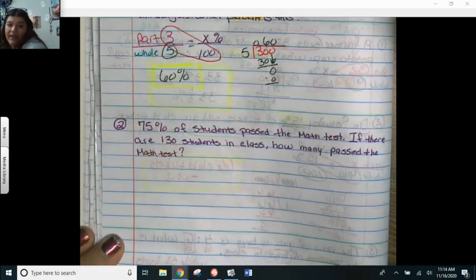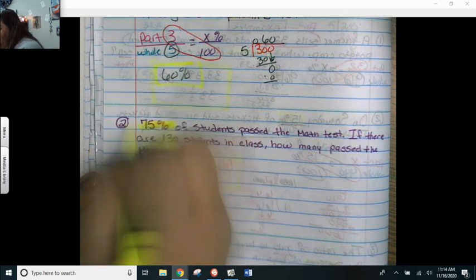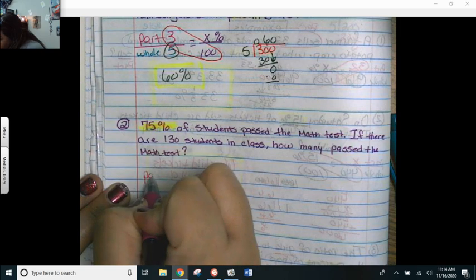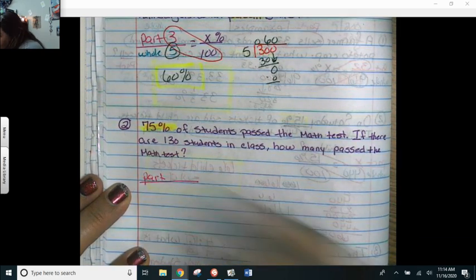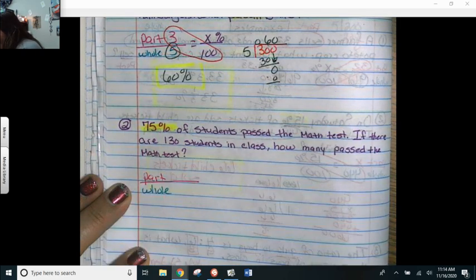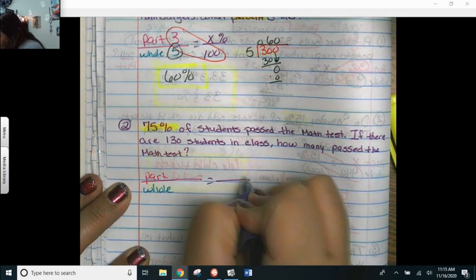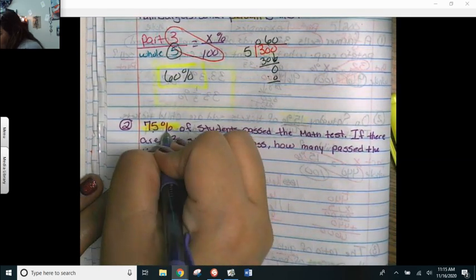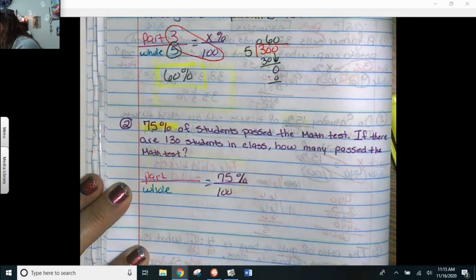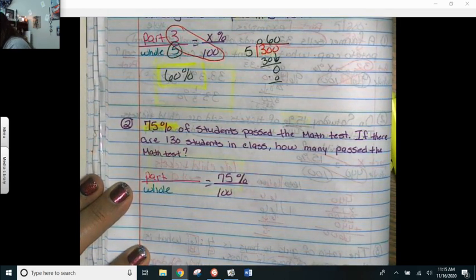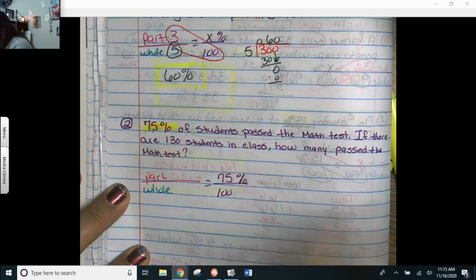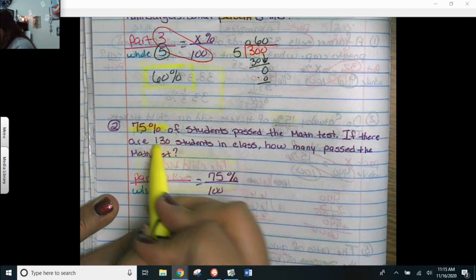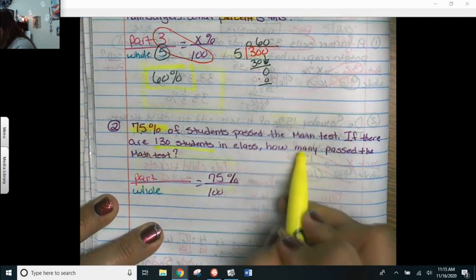All right, then let's do the next one. 75%. Ooh, okay? That tells me right away, since I see that percentage, it's going to be part to whole, percent in 100. And that's a 75%, so that goes right here. Yay! Let me keep on going. 75% of students pass the math test. If there are 130 students in class, how many pass the math test?